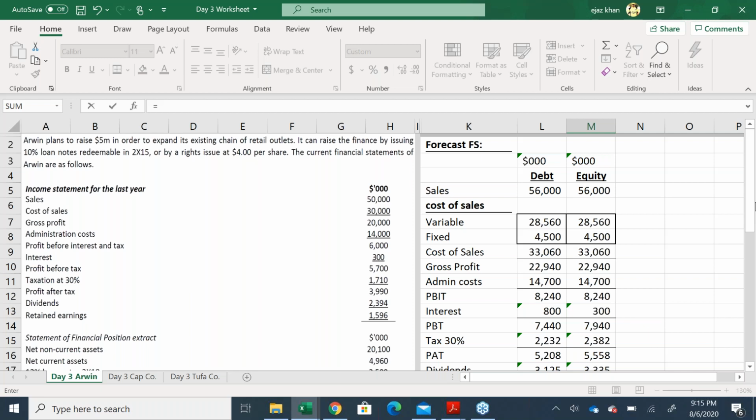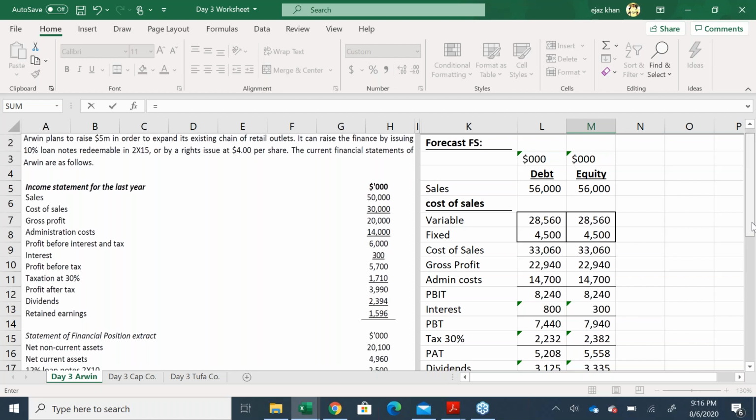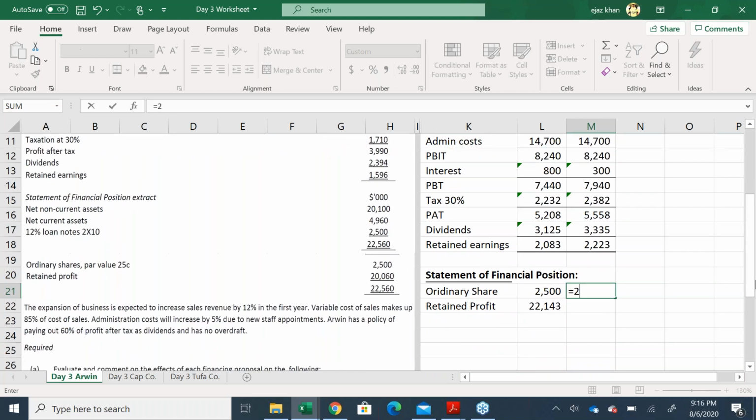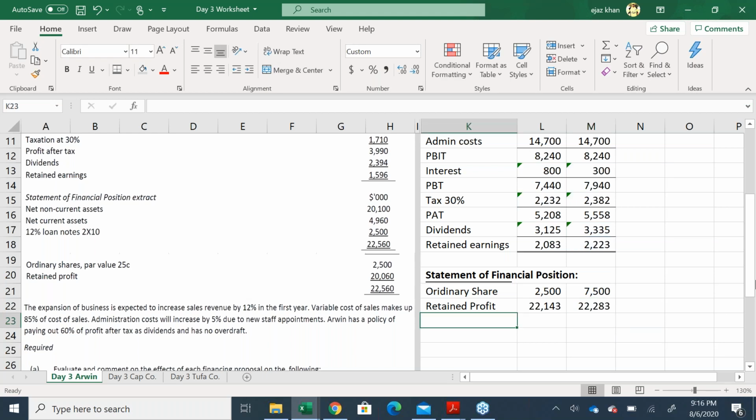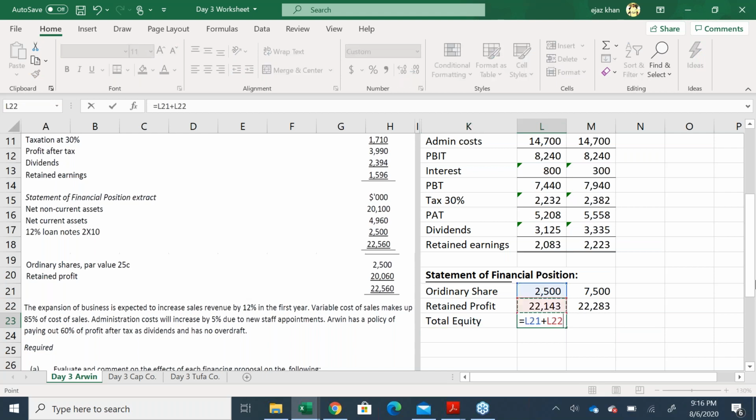So how much are they going to have? Remember, it is going to increase by the par value, right? The total value will be 5 million. So 2,500. Definitely the additional amount will usually go to the share premium account, but here we don't need to classify it that way. So the 5,000 should be added here, 7,500, and the retained profits will be 20,060 plus this. So that's your total equity now in both cases.